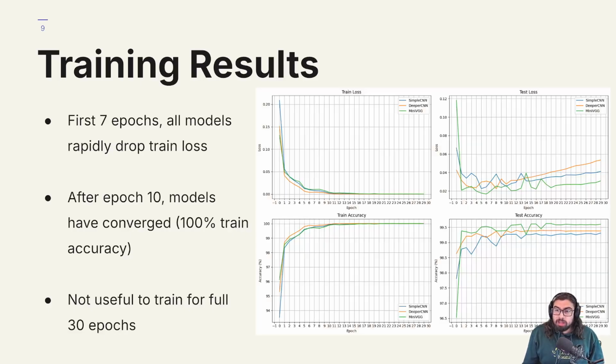During training, I logged loss and accuracy for both train and test sets over 30 epochs using TensorBoard. As you can see in the top left subplot here, all of my models drop loss pretty quickly over the first 7 epochs. Shortly after 10 epochs, the models all appear to finish learning the data as they converge to 100% training accuracy and thus 0 loss.